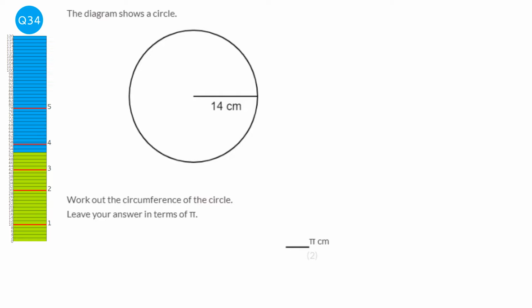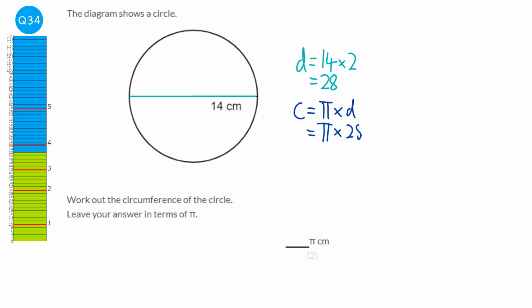To work out the circumference, we need to first work out what the diameter is. To do that, we just draw a line across the circle, and we can see the diameter is twice as big as the radius. So the diameter is going to be the radius times 2, which is 28. The formula for the circumference of a circle is just pi times the diameter, which will be pi times 28. Now to write this in terms of pi, which the question asked for, we just put the number first and then pi. So it will be 28 pi.